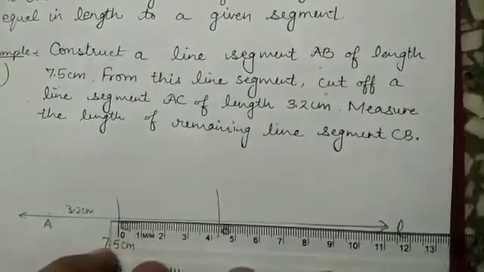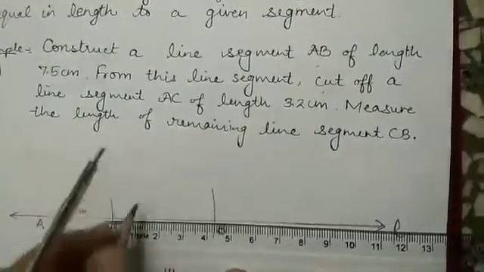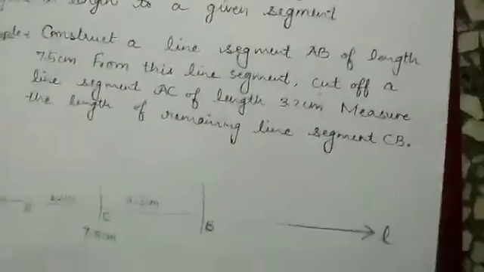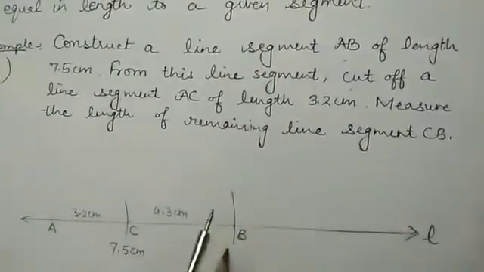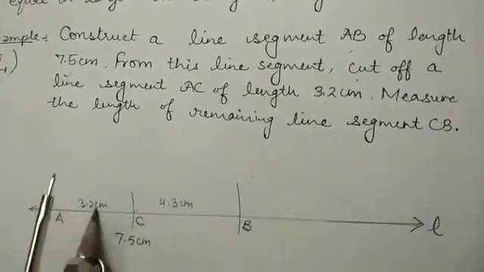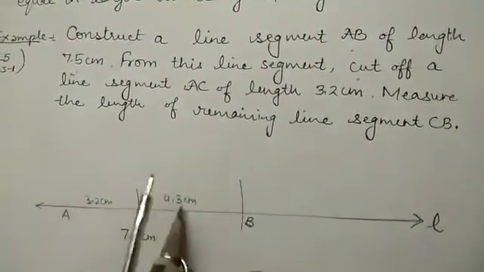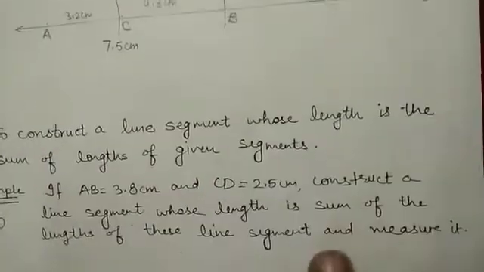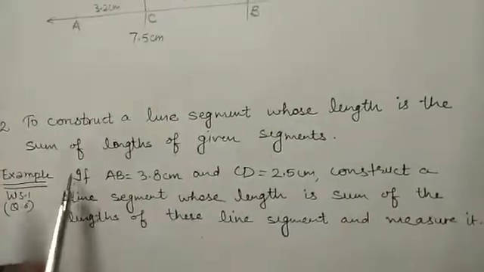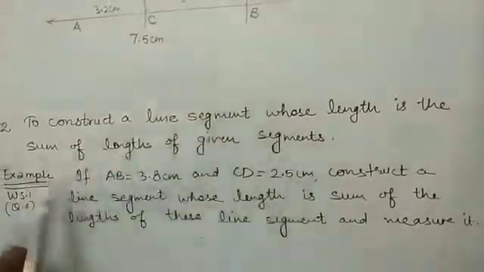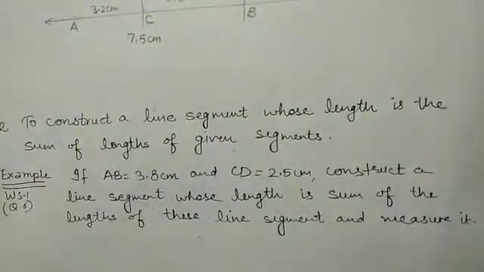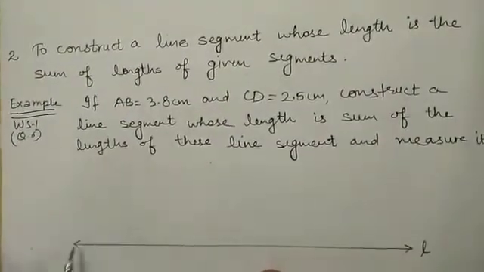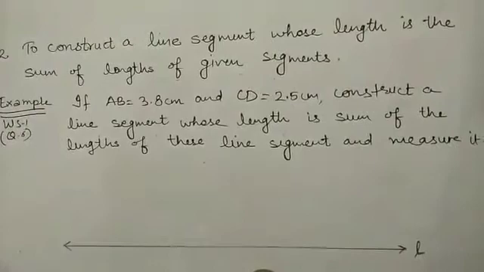Now if we have done it correctly, in that case our measure of the remaining segment should be equal to 4.3 centimeter, because the total segment was 7.5, this is 3.2, so the difference of these should be 4.3. Now our next question: to construct a line segment whose length is the sum of the lengths of the given segments. Again in the same manner as the previous question, we will draw a line L.